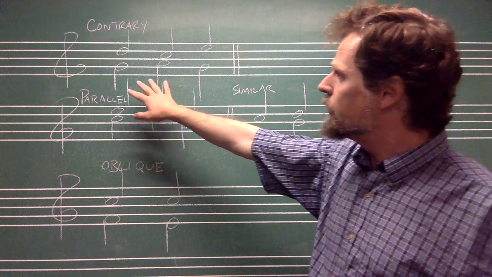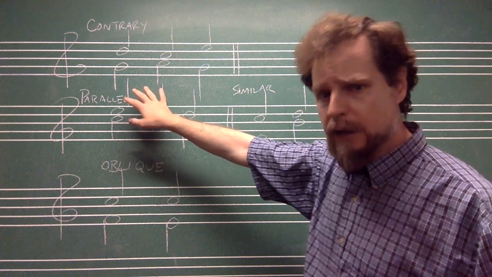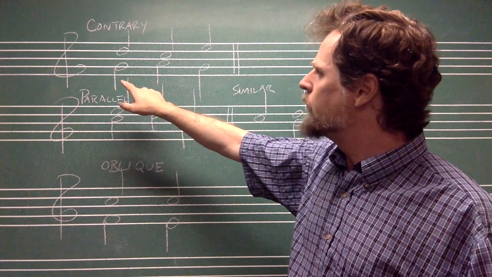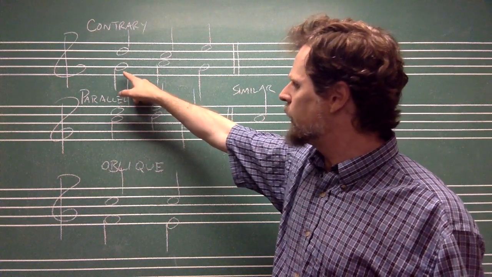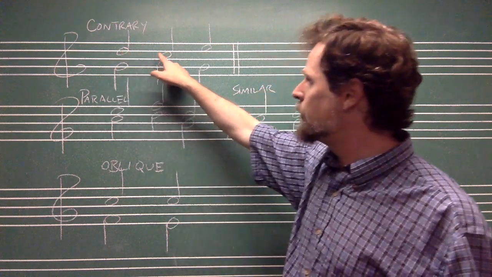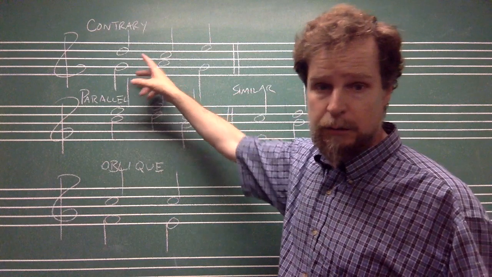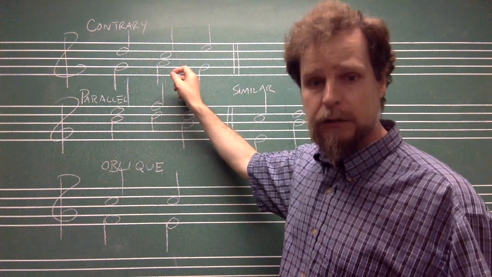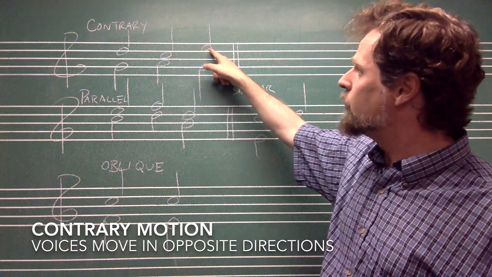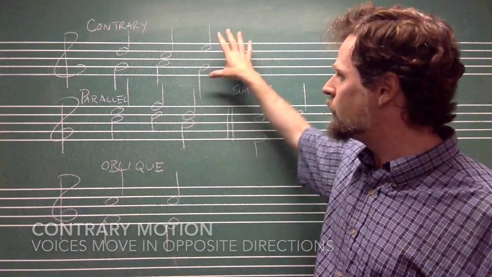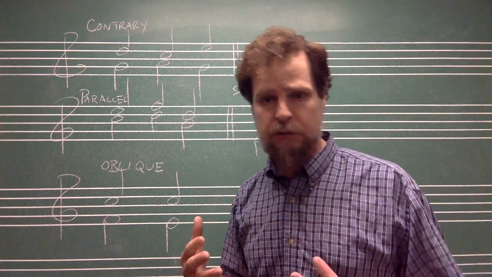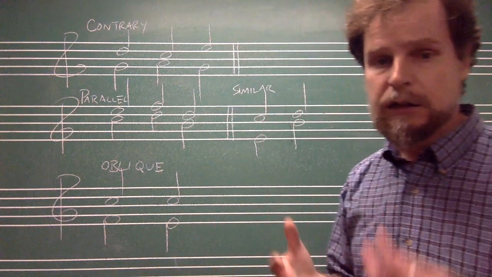Up here, the very first kind I'm going to talk about is what's called contrary motion because it's probably the easiest to explain. When 2 voices move in opposite directions, so for example here the lower voice moves up while at the same time the upper voice moves down, so they come close to each other, we call that contrary motion. And if you reverse that, and here you see this upper voice moves up and the lower voice moves down, so they move away from each other, we also call that contrary motion. As long as they're moving in opposite directions, one going up, the other going down, it's contrary motion.